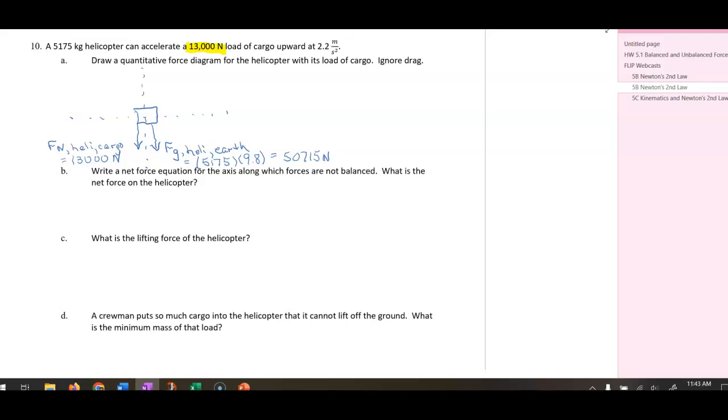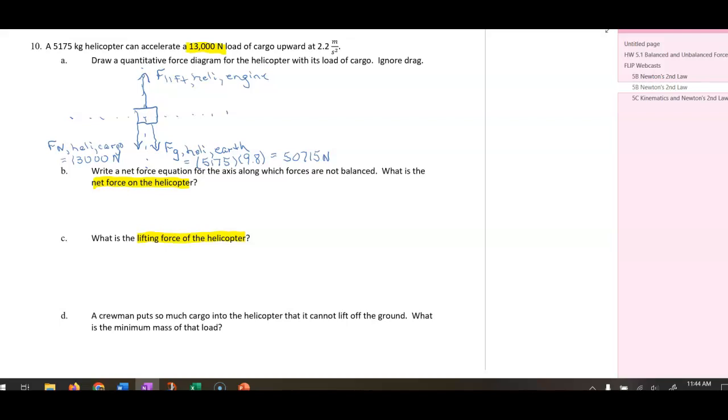And then the force that causes the helicopter to move up in the air, we're going to call a lifting force. And it's being exerted on the helicopter by the engines. I don't know what that is yet. Okay, so let's see here. We want to find the net force on the helicopter, but we also want to find the lifting force of the helicopter. We want to find both of those forces.